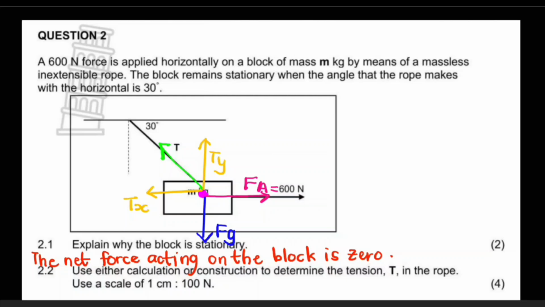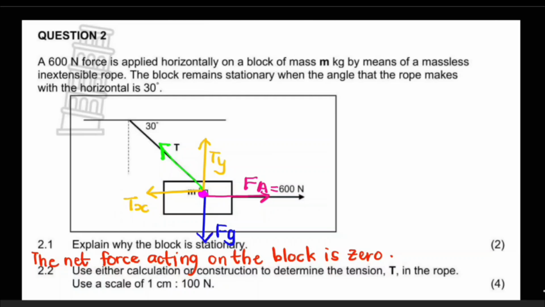Now, since we need to solve for tension, we need to see which direction would be easier for us to work with. So horizontally in this case should be a lot easier since if you choose to work horizontally, you have Tx going to the left and you have the force applied to the right. So it's a lot easier to make T the subject of the formula.